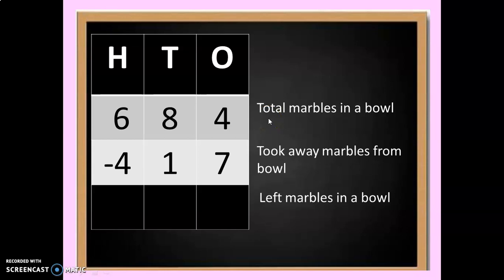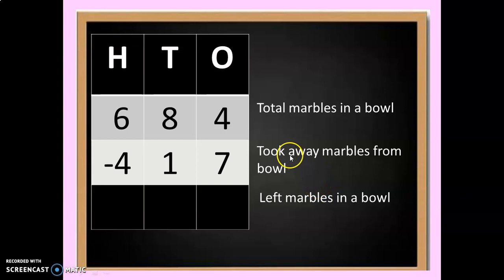So we are writing total marbles in a bowl, because there are total marbles 684. Took away marbles from the bowl. Harry took marbles 417 from the bowl. And how many marbles are left? So we will write left marbles in a bowl. Now what do we have to do?